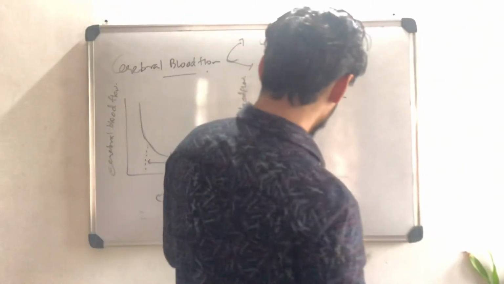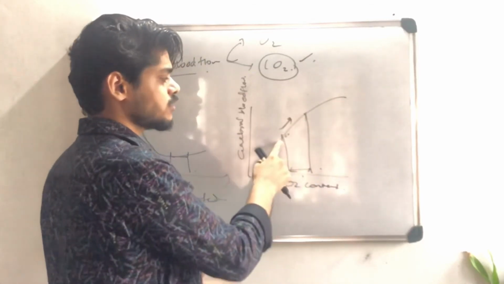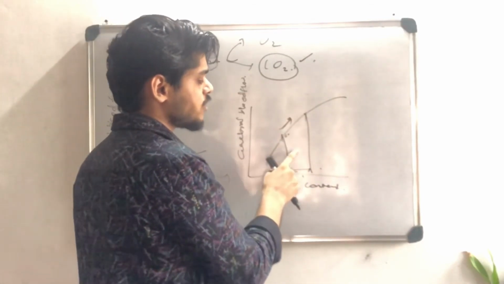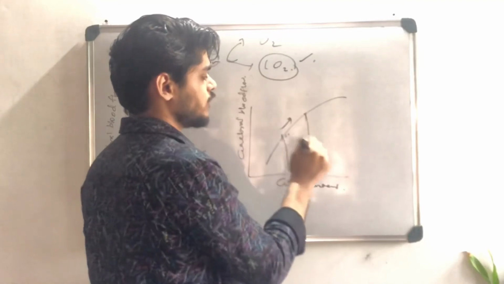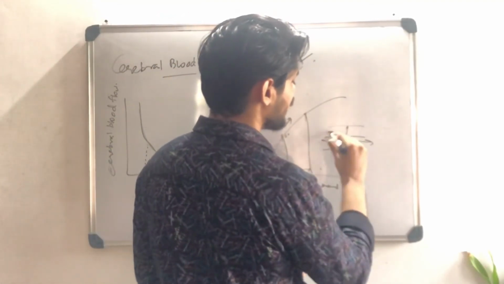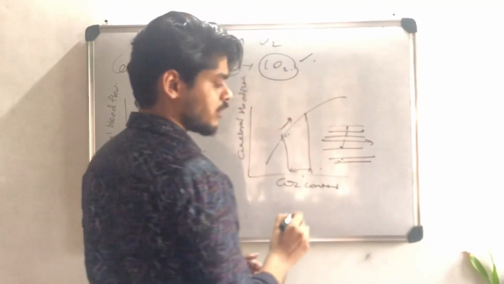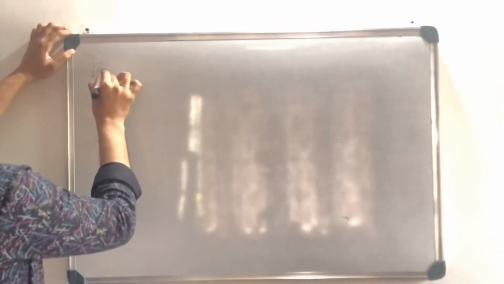And here, if the carbon dioxide content is less, there is vasoconstriction. And if carbon dioxide content is more, there is vasodilation. When vasodilation happens, there is more blood flow. When vasoconstriction happens, there is less blood flow. Okay. What happens in a panic attack?